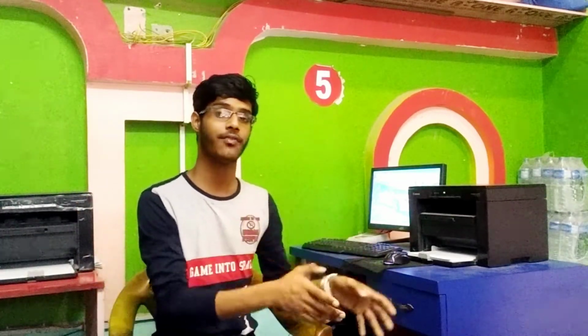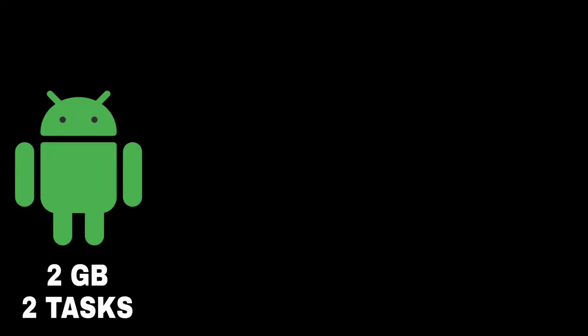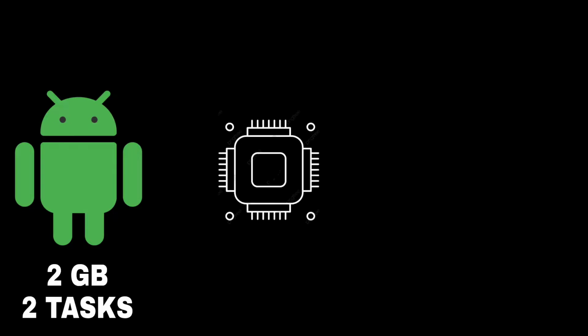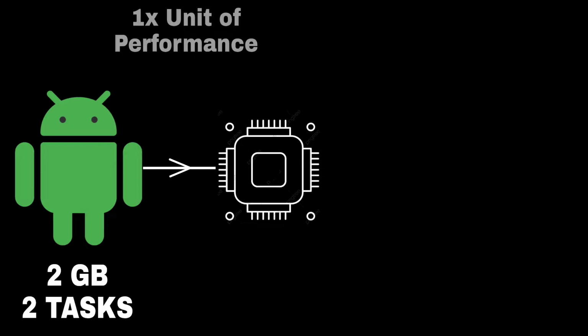Well, here everything falls on the processor. The processor handles every kind of processing of every kind of data on the device, or of the whole device. And if the operating system is lighter, the processor will also be able to focus on the efficiency of performance. For a reference, let's say I have an operating system with file size 2 GB with 2 tasks inside it. When it is loaded on the processor, let's say I have a processor of 1x unit of performance for this consideration.